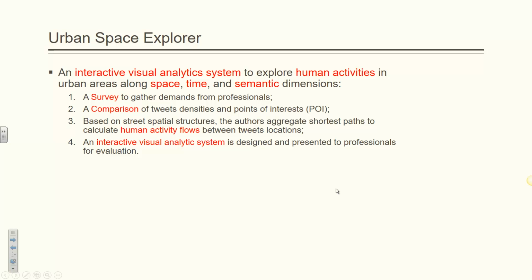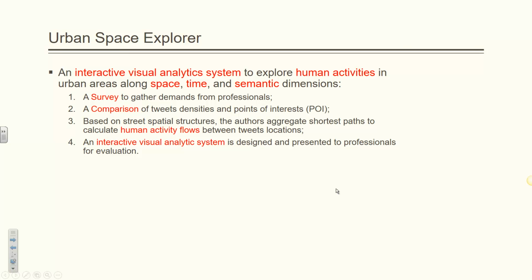Urban Space Explorer. This paper wanted to solve one assumed question, which is that the historical geographical data like census data most people use is hard to visualize, and it's not effective to perform spatial temporal analytics on them. So this paper uses their interactive visual analytic system, called Urban Space Explorer, to help planning professionals investigate the interaction of human activities and the urban space by using social media data.